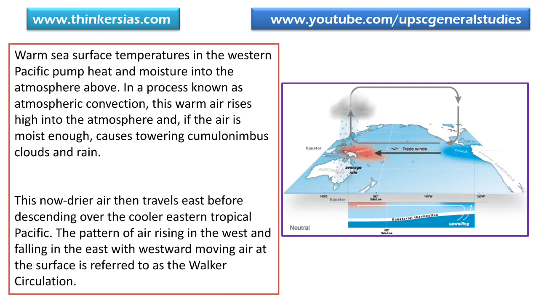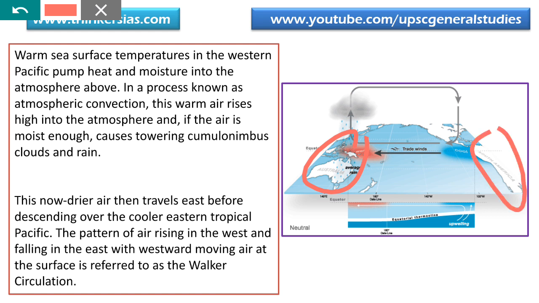Normal year: warm sea surface temperature in the Western Pacific. This is the Western Pacific, and this is the Eastern Pacific where South America is present. Here, warm sea surface temperature in the Western Pacific, because of the trade winds which carry warm water there, pumps heat and moisture into the atmosphere. Because of the warm water, atmospheric pressure is reduced, which helps to build cumulonimbus clouds. So the warm weather condition helps to build the clouds, and rainfall results.